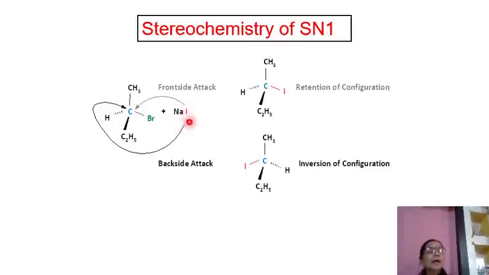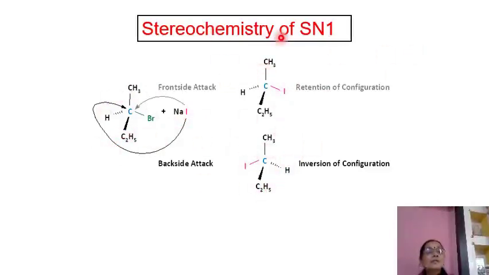Whenever the nucleophile I negative attacks from the back side, there will be inversion of configuration, meaning the I negative nucleophile comes from the back side. Whenever I negative approaches from the front side, the configuration will be retained. That means whatever the configuration of the starting material, the product will be the same, which is retention of configuration. But whenever backside attack takes place, the configuration will be reversed. If the starting material has R, the product will have S, like that.